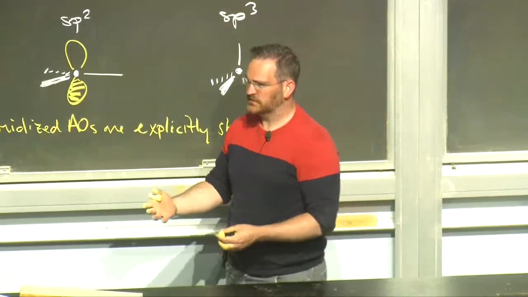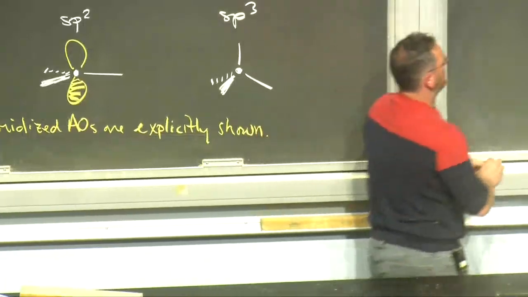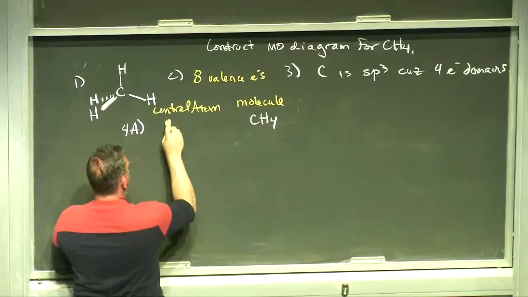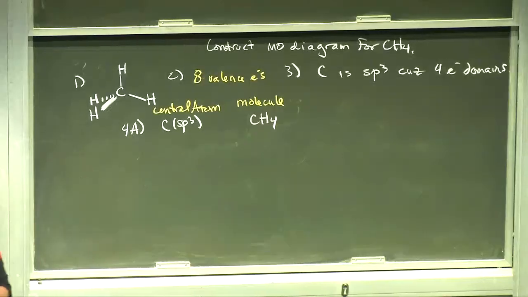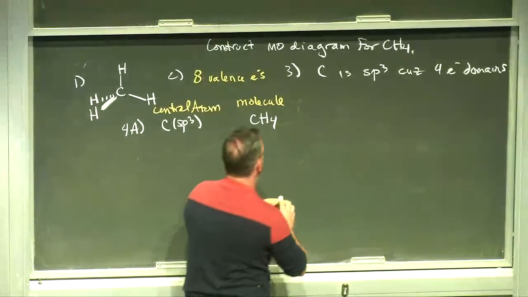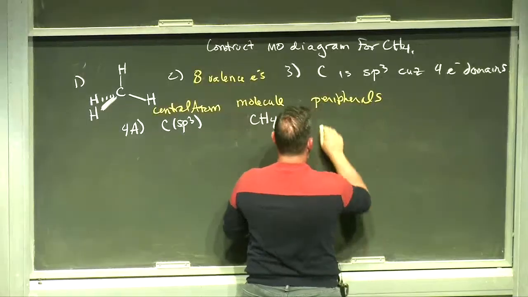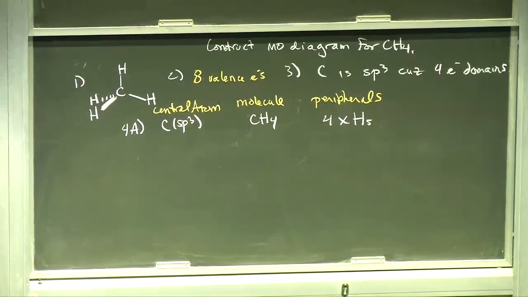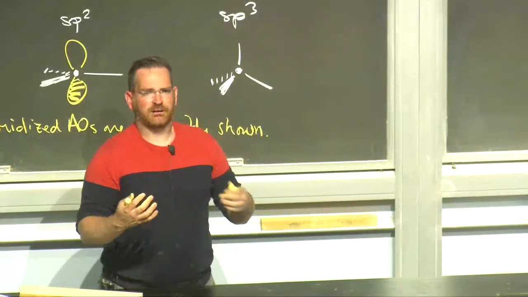The way that I usually set this up is on the left side, I have whatever the central atom is. So here's our central atom. In this case, that's carbon. And we know that carbon is hybridized sp3. So let's remember that. And then on the right side of our molecule, we're going to have our peripheral atoms, which is going to be 4 hydrogens. So 4A is just saying, what are the atoms that I'm using? How am I going to split up my work?